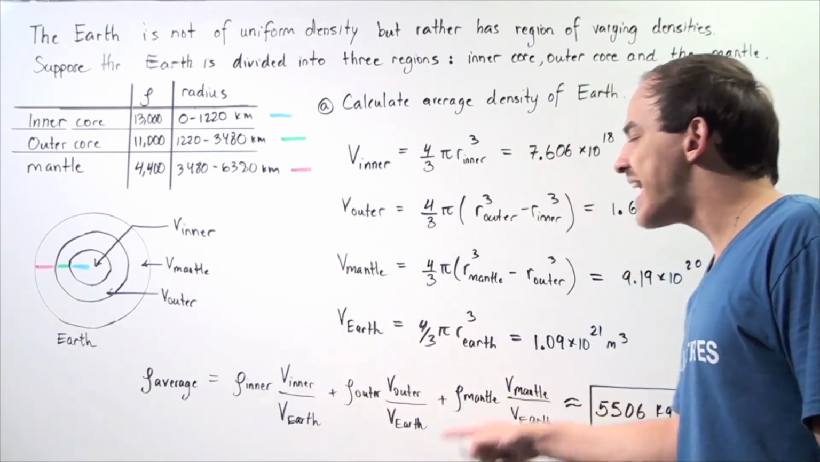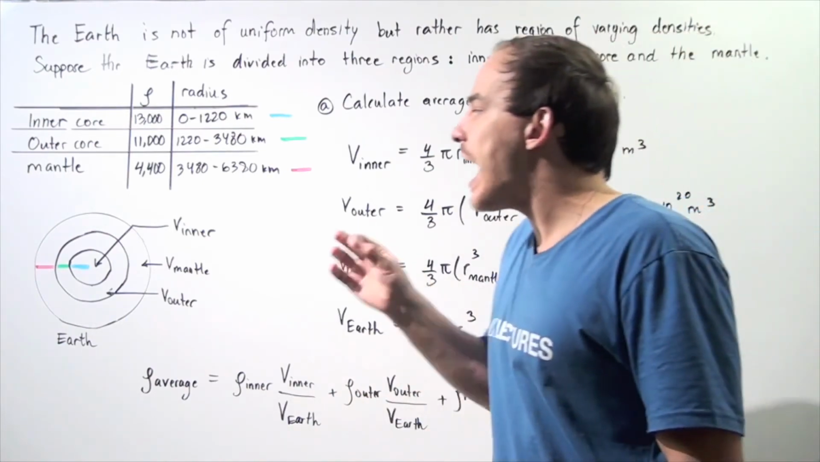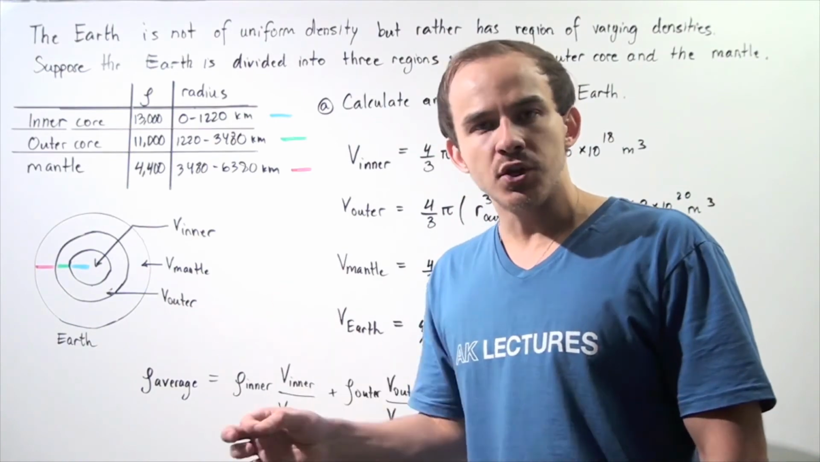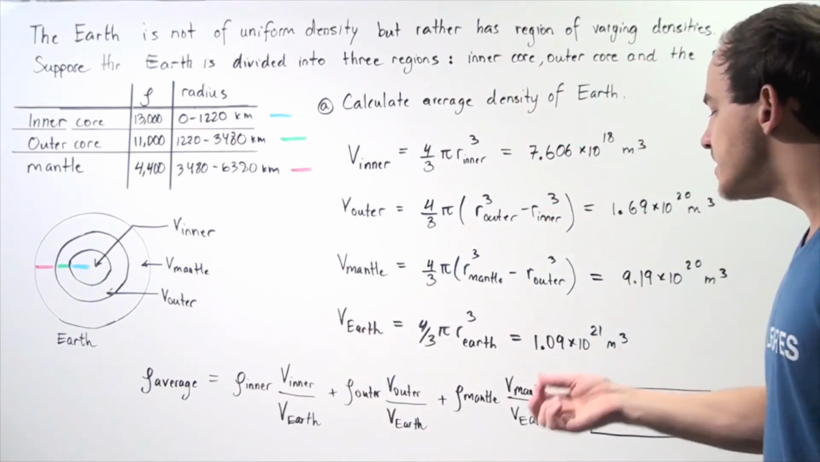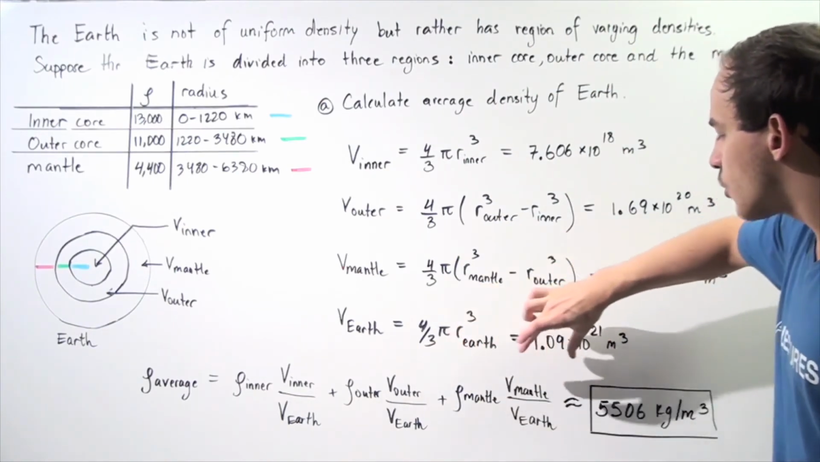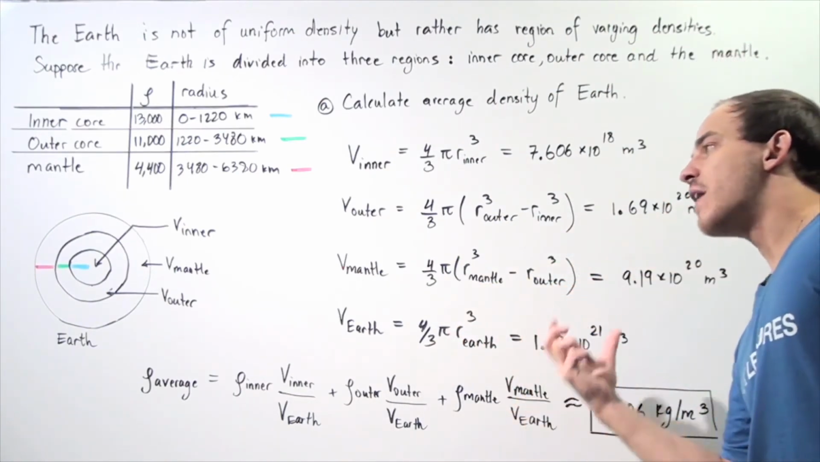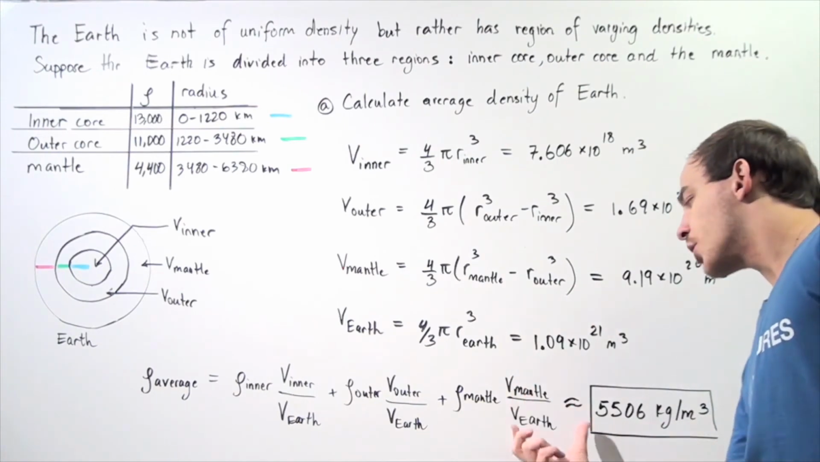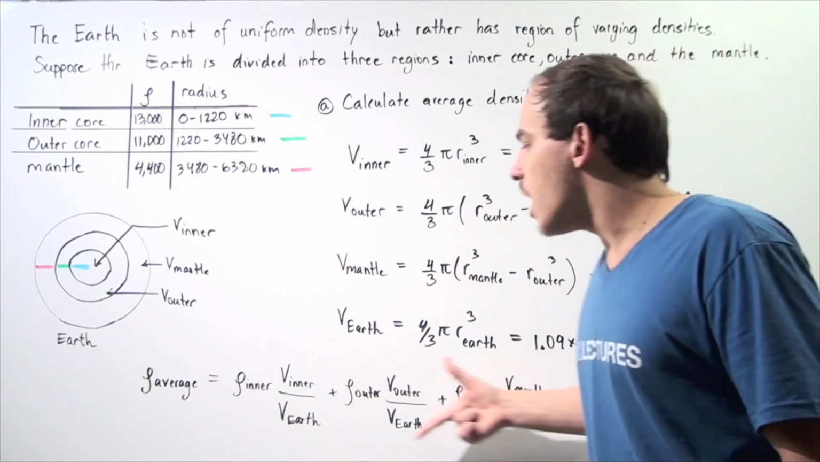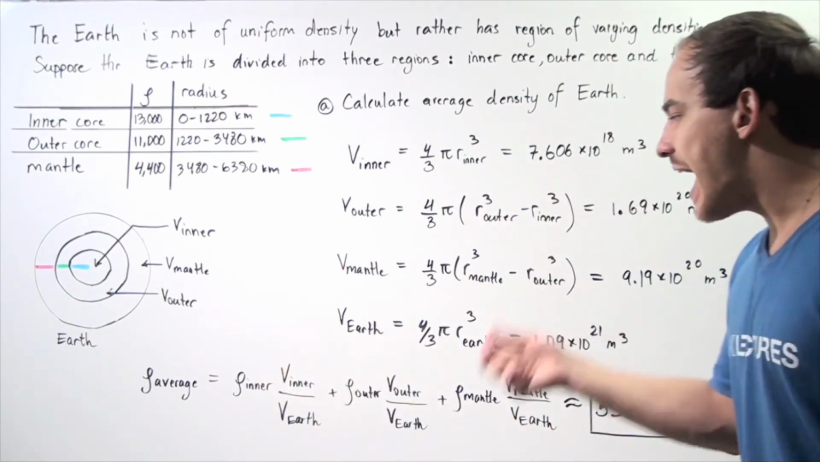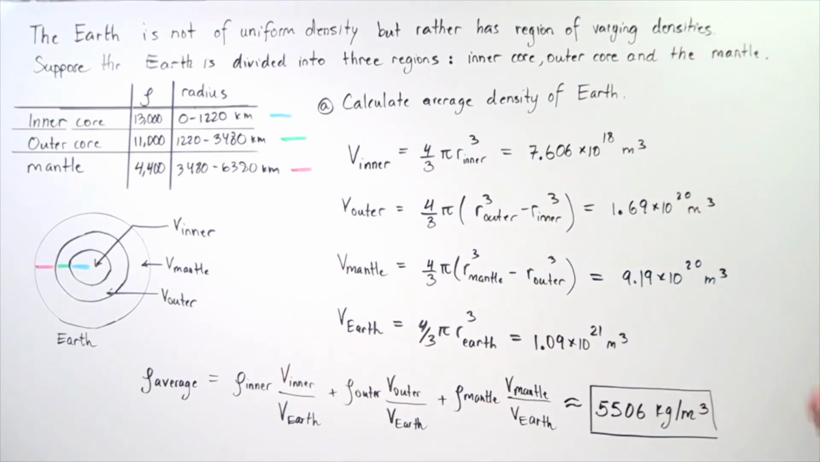So this fraction tells us how much of the outer core's density is contributed to the entire average density of the Earth. And finally, we sum that with the product of the ratio of the volume of the mantle to the volume of the Earth multiplied by the density of the mantle. So we plug our quantities in and we add and we get a value of 5,506 kilograms per meter cubed is the average density of the Earth.